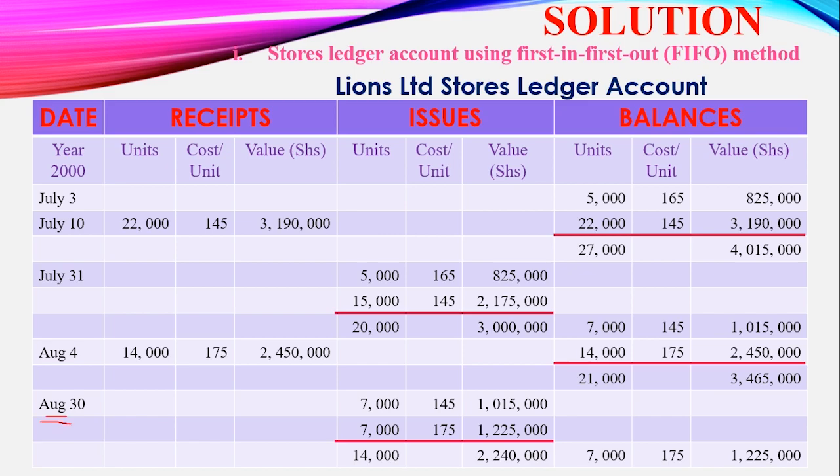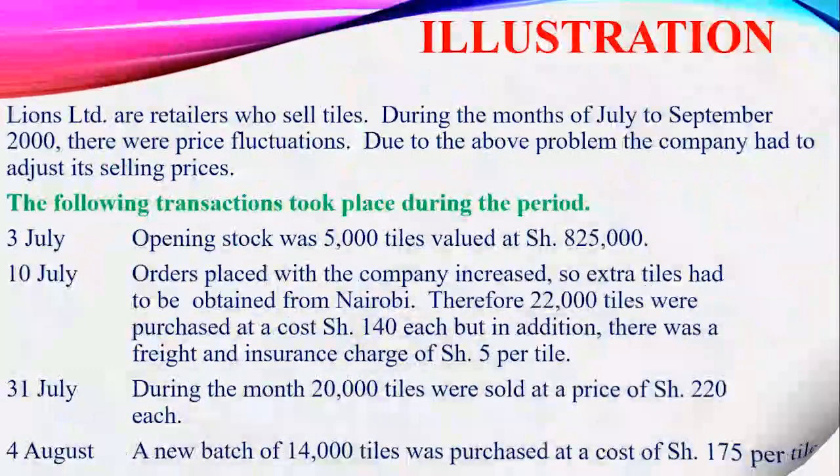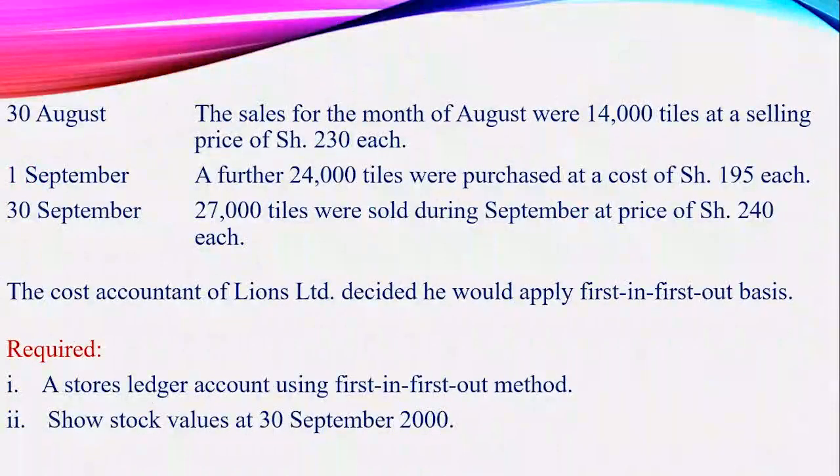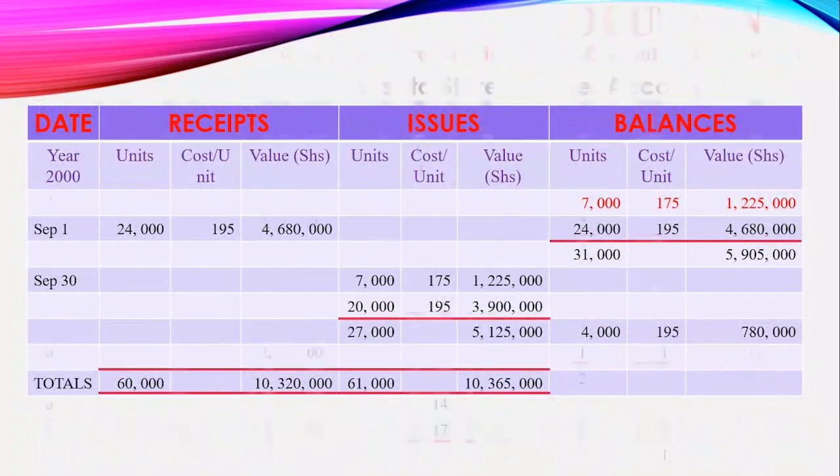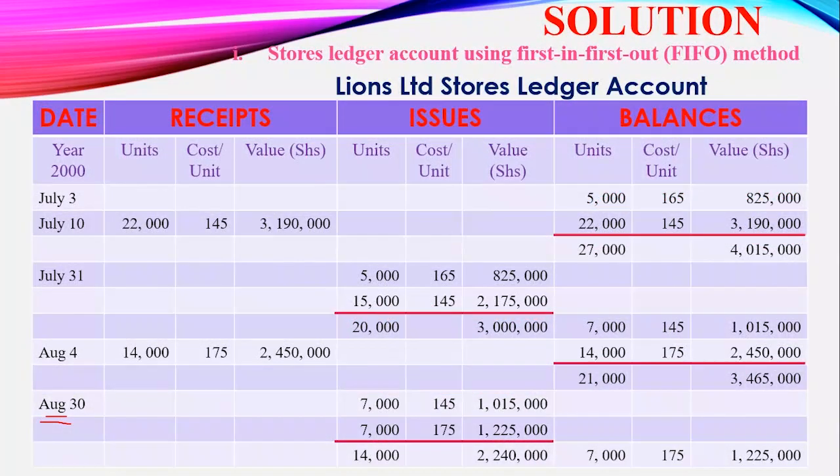On August 30th, what happened? On 30th of August, here it is, the sales for the month of August were 14,000 tiles at a selling price of 238. So what does that mean? They sold some goods in this particular month. So we are disposing. How are you going to record that? Again, go back to the working. You find that on 30th of August, they sold 14,000 units. But remember, we are applying FIFO. So this is going to fall under sales. But how are we going to distribute that?